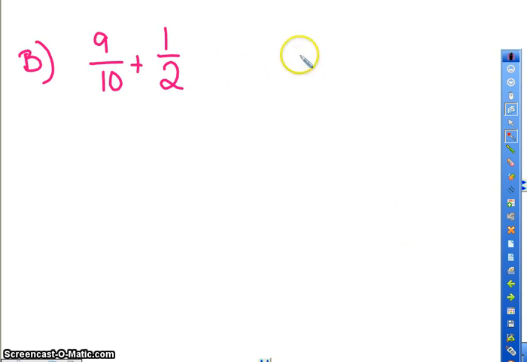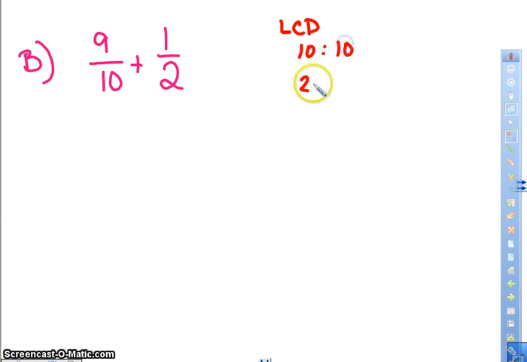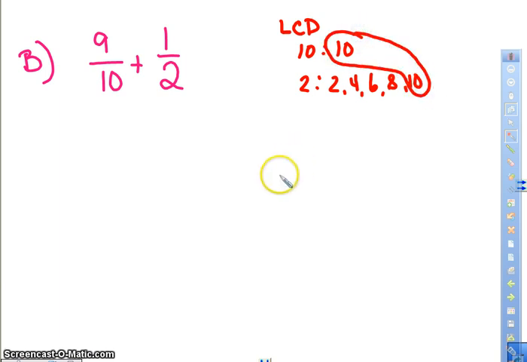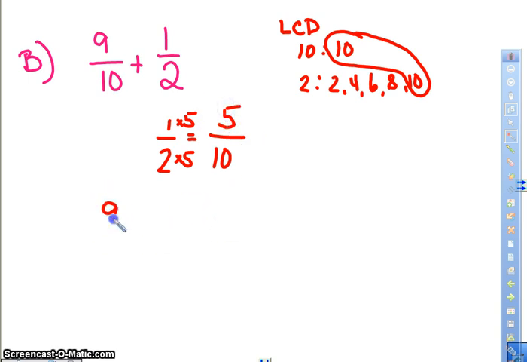9/10 plus 1/2. Okay, LCD again between 10 and 2. Okay, we know 10 is an even number, so eventually we are going to get 10 as one of the multiples of 2. So 10 is our common denominator. 9/10 stays the same. 1/2 will change to a denominator of 10 by taking 2 times 5. 1 times 5 I'll also do because you have to do the same to the denominator and the numerator. You get 5/10. So you have 9/10 plus 5/10 is your new problem.